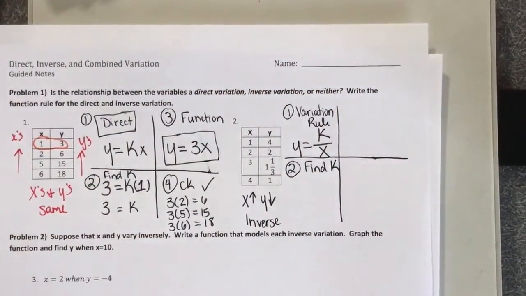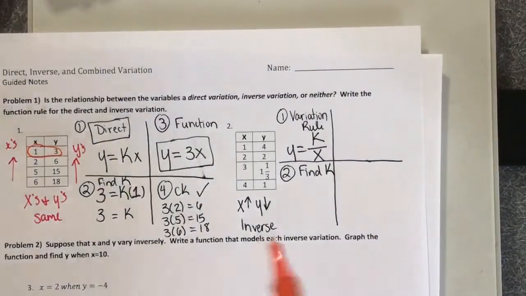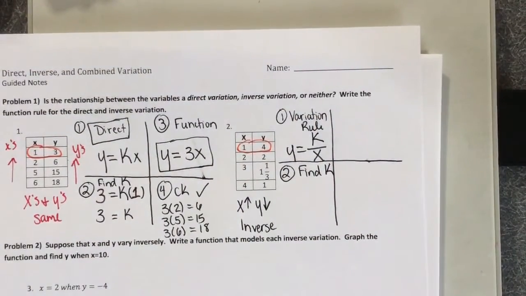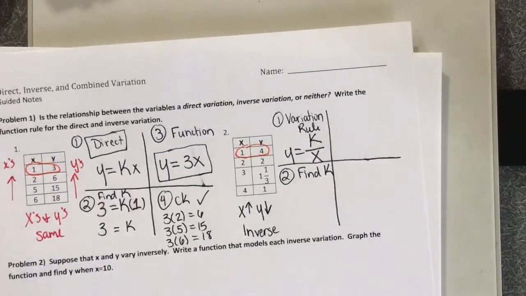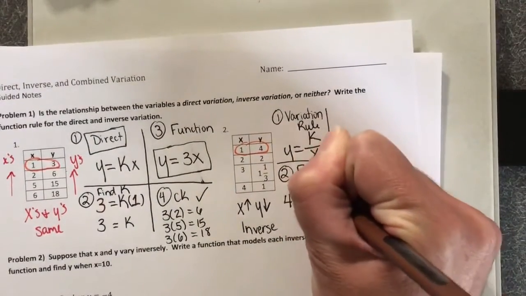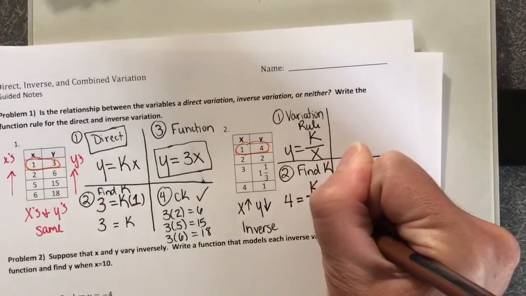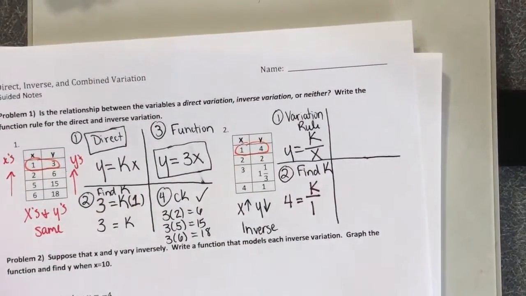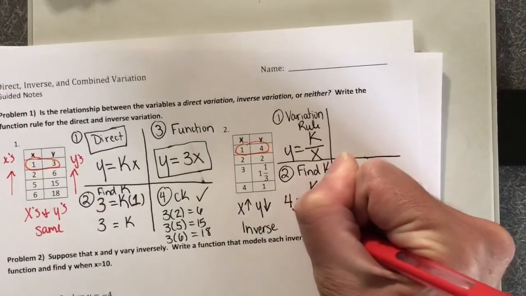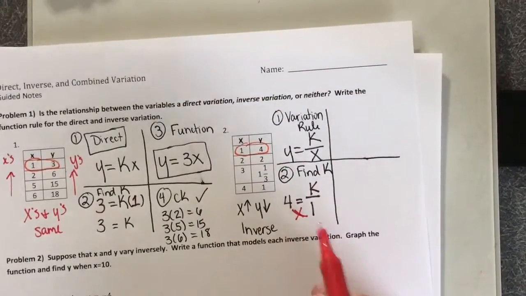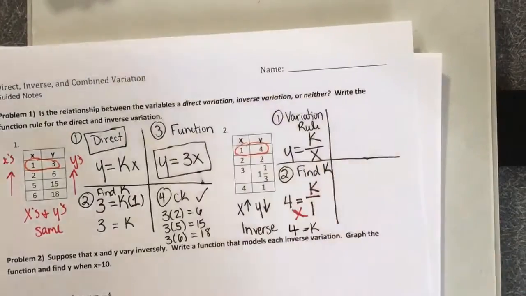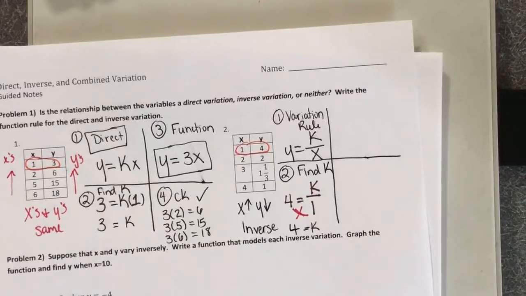Again, I'm going to plug in. I always just like to use the first point, but it doesn't really matter which one you use. Sub in, because remember, your x's and your y's change. The k is the one thing that doesn't change. So I'm going to replace my y with 4 and my x with 1. To get k by itself, this is division, and to undo division, we use multiplication. So I'm going to multiply 4 times 1. So k is equal to 4. Now we know what k is.